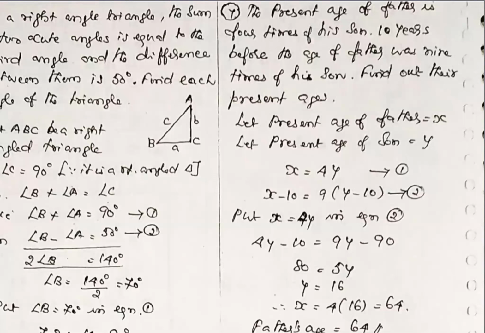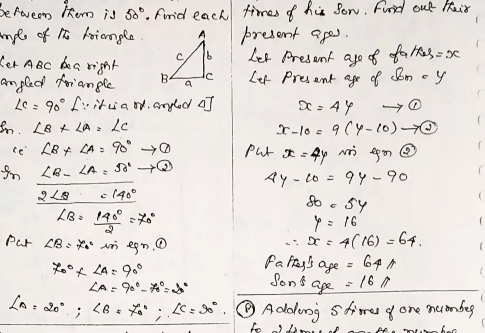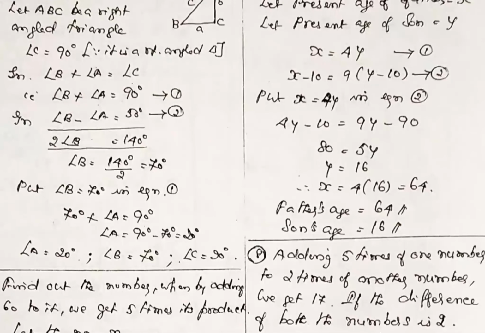Try to solve. X is equal to 4y. Second equation, X minus 10 is equal to 9 into Y minus 10. So solve it. You will get Y is equal to 16. So from that X is equal to 64. The father's age is 64, current age, present age. Son's present age is 16. So 10 years before, you check: father's age 54, son's age 6. Find out the difference of 9 times.